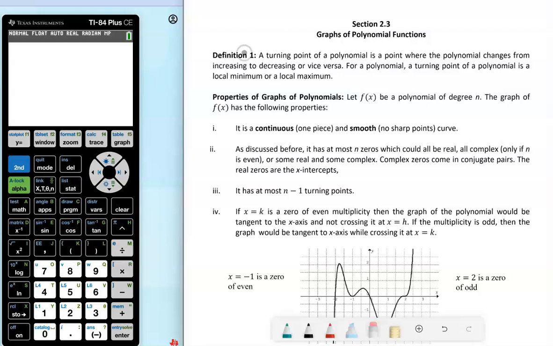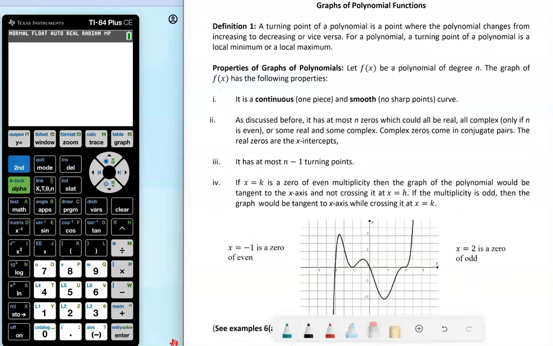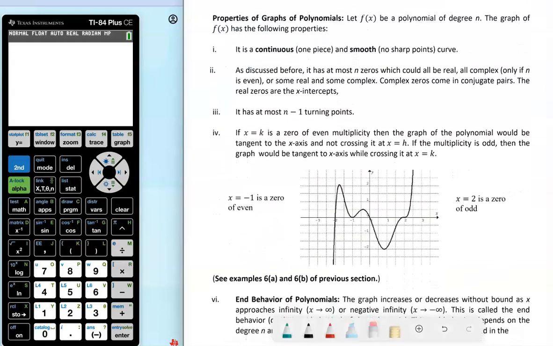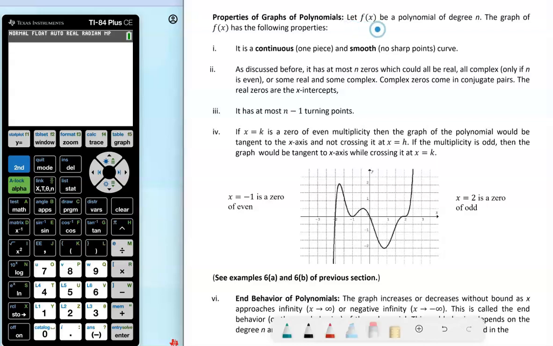So, with that definition, we take a look at these properties of graphs of polynomials, and we start off with: let f of x be a polynomial of degree n, which means that that's the highest exponential power we have on a variable. The graph of f of x has the following properties. It is continuous and smooth, meaning we can trace the graph without having to pick up our pencil. It does not have any sharp corners to it.